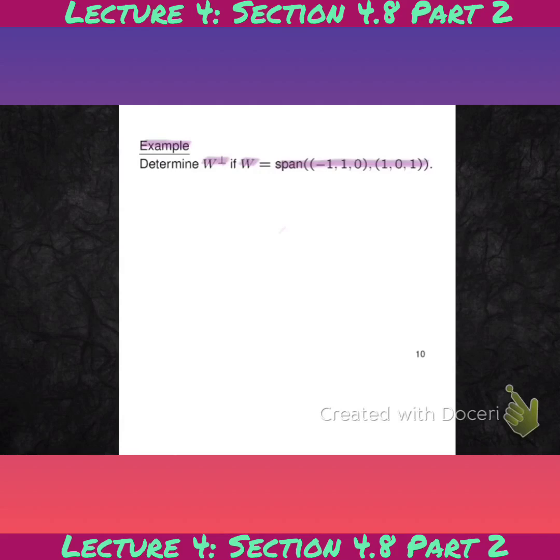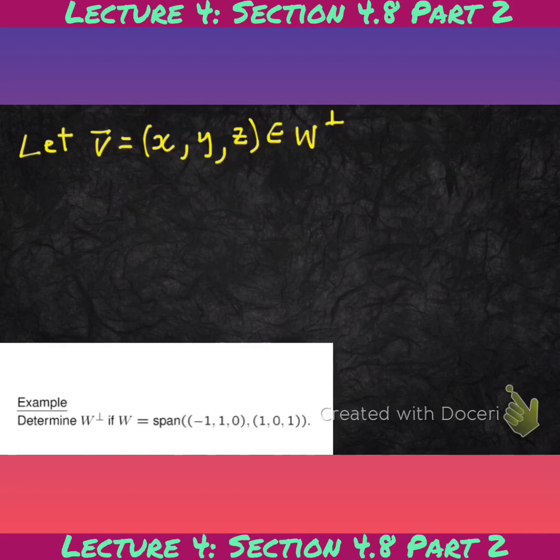All we need to do is find all vectors that are orthogonal to every vector in W. And we know the only way that happens is if the vector is orthogonal to every vector in the basis. And that means that it has to be orthogonal to every one of those two vectors. Alright, so let's take a vector V in the orthogonal complement of W. That means the only way V can be in the orthogonal complement of W is if it is orthogonal to every vector in W.